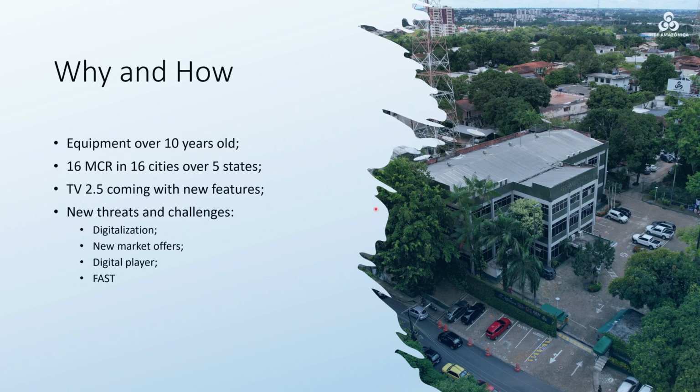We had 16 facilities spread across the state, in five states, and these facilities had equipment that was more than 10 years old. We have 16 MCRs and TV 2.5 started to deliver some features in Brazil, and there were needs that we had to implement. There is a digitalization in our market, new market offers, new digital players, and FAST channels are growing in the world. Then we decided to go to IP, but not just IP, to IT. Everything there is in IT.